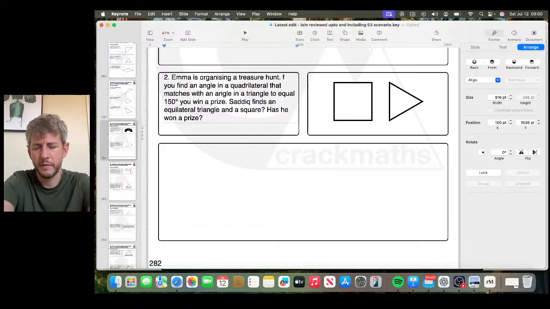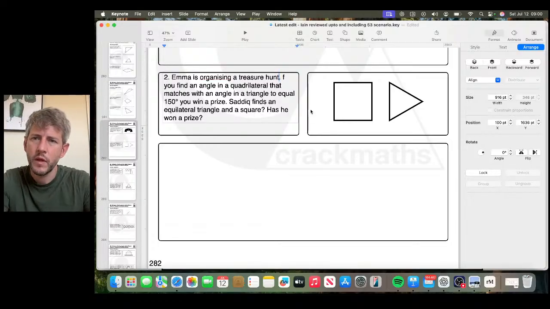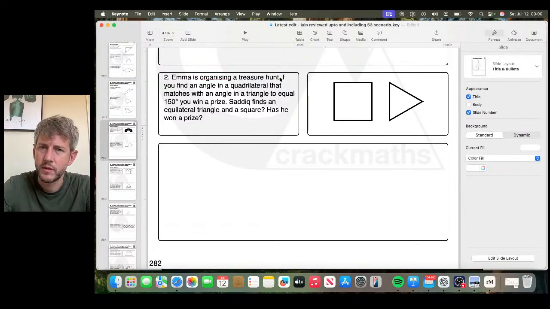Right, I'm going to star this and come back to that because that question needs a lot more thought. Emma is organising a treasure hunt.